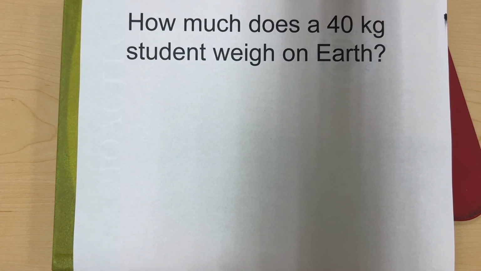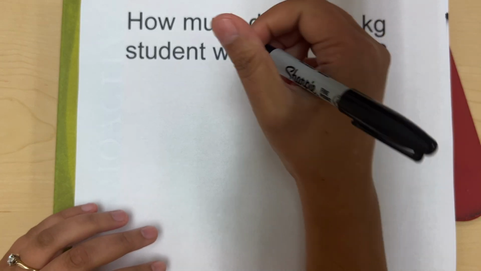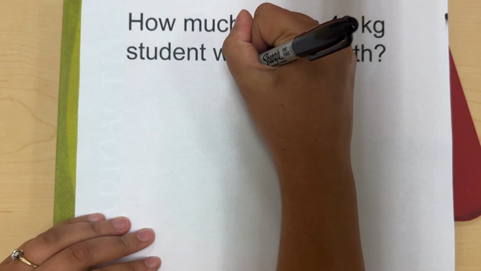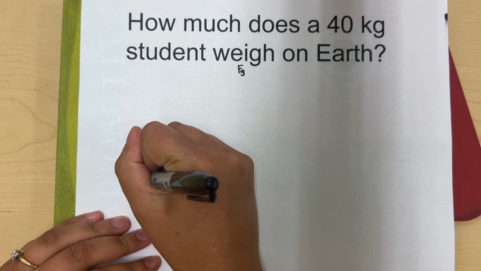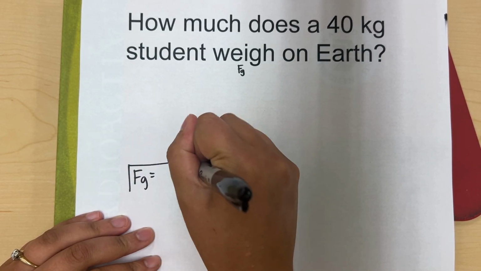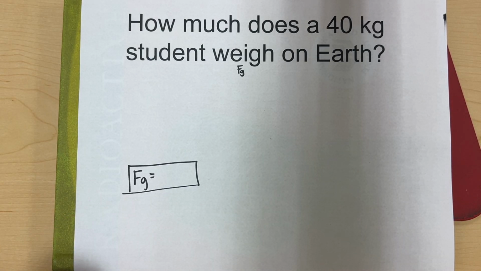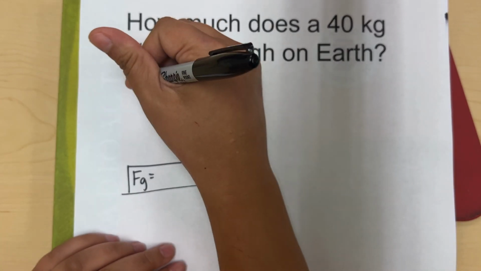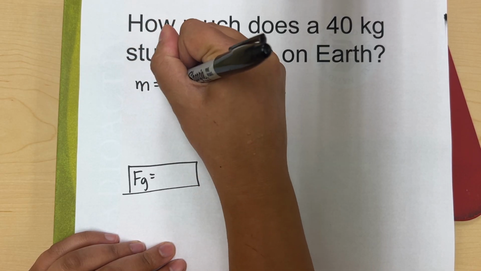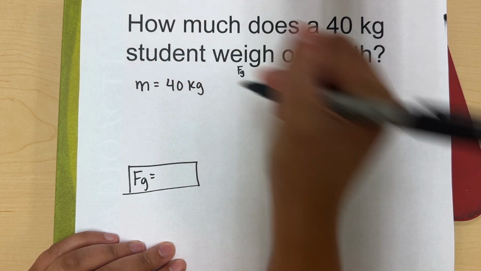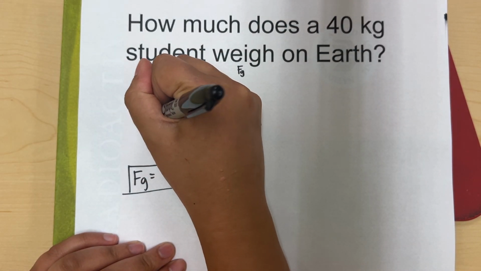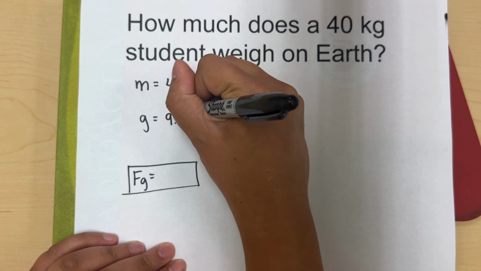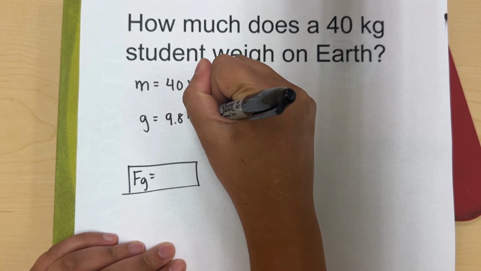If I had a problem that says, how much does a 40 kilogram student weigh on Earth? I know what I'm trying to find is the gravitational force. I don't know what that is, so I'm going to put a little Fg with a box around it down here. That is my unknown. The thing I know is that the mass is 40 kilograms. And because it is Earth, I will be giving you the number 9.8 newtons per kilogram, the gravitational field of Earth.